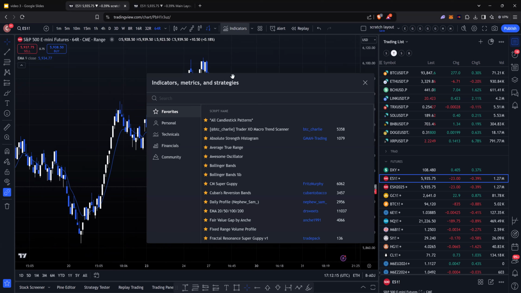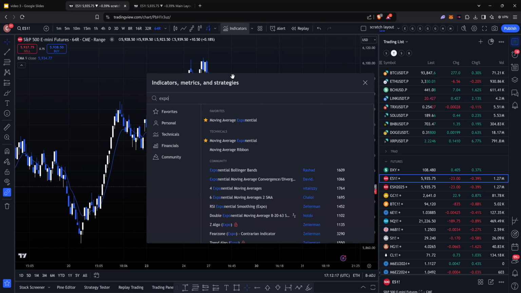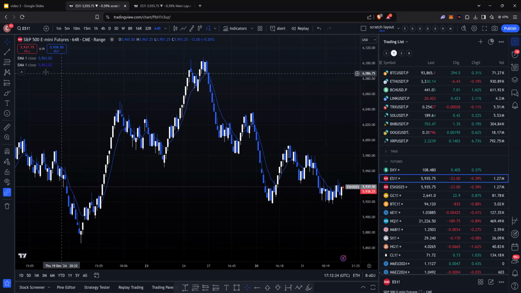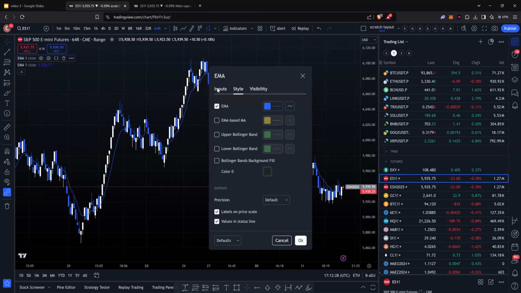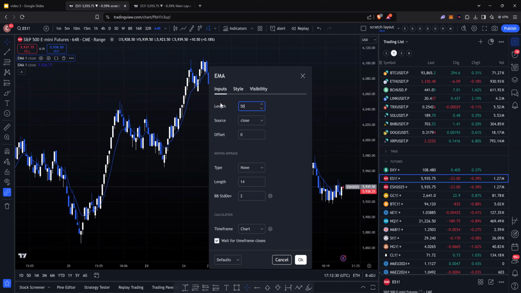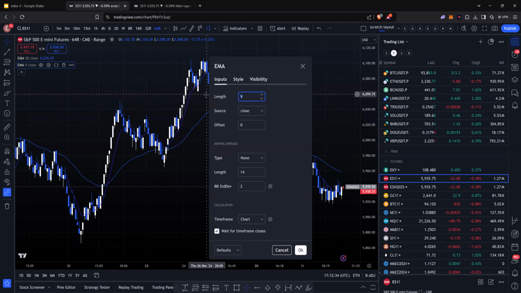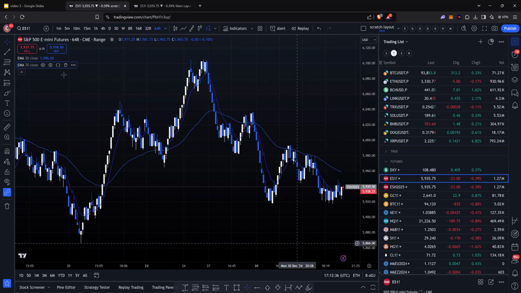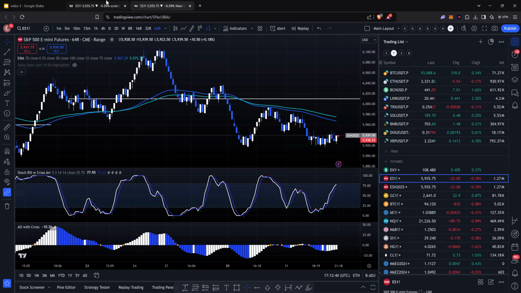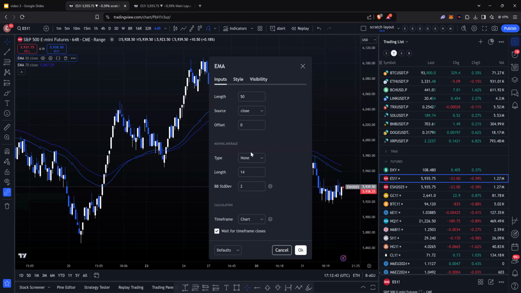So I went to indicators and searched for exponential moving average. I have one favorited. There's probably a million out there. But to get mine, you pull two of them up if it's just a single one, and set the input for one to be 50, and the other one to be 70. What did I say? 70 and 100. Yeah, not 50.